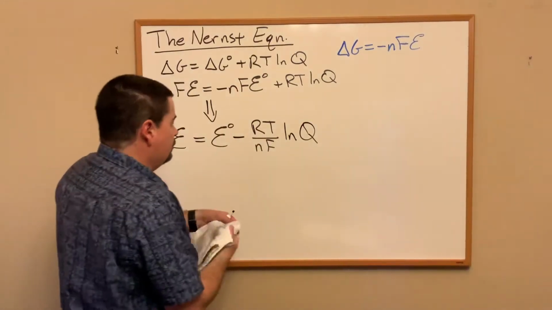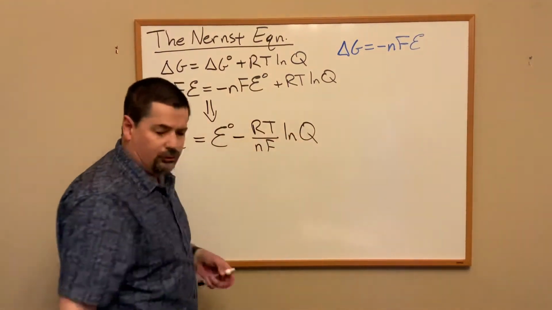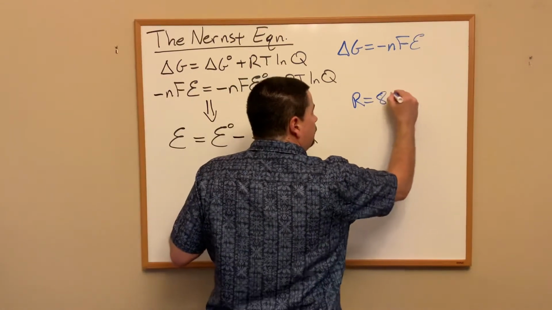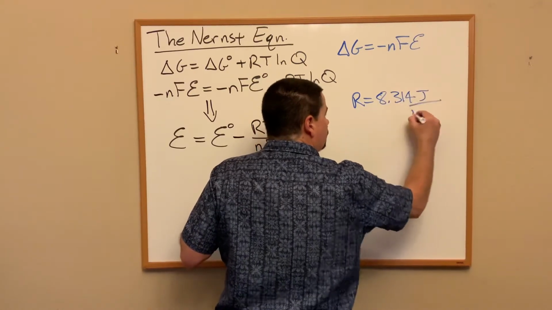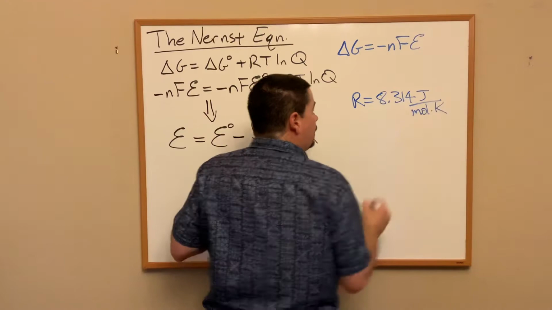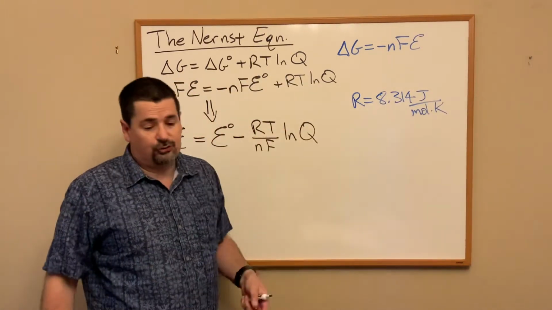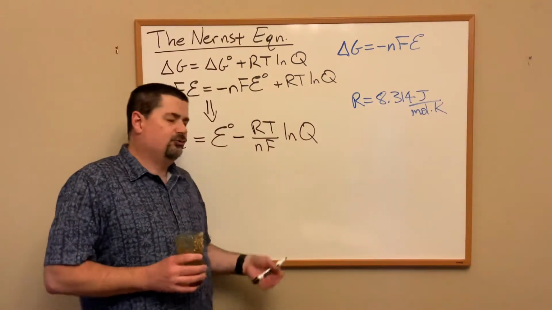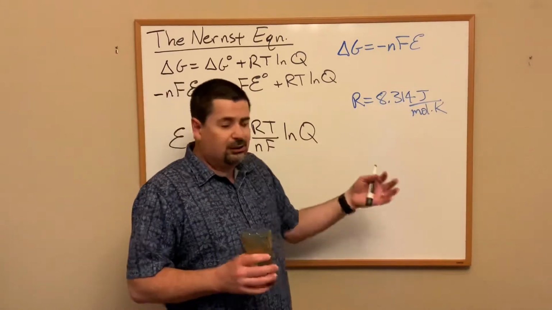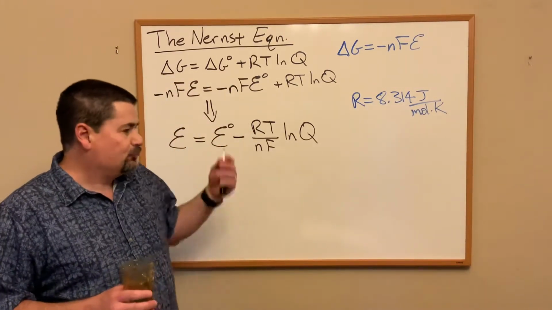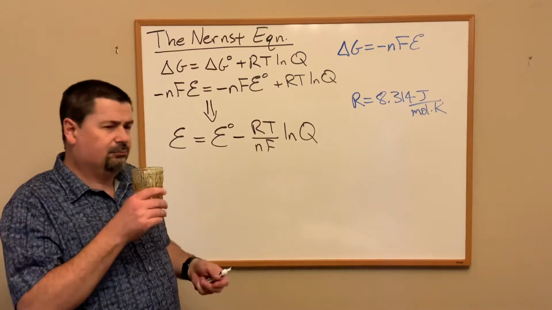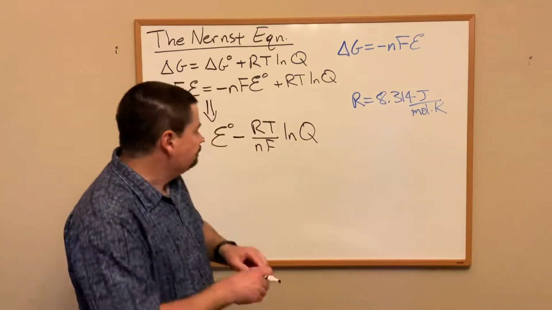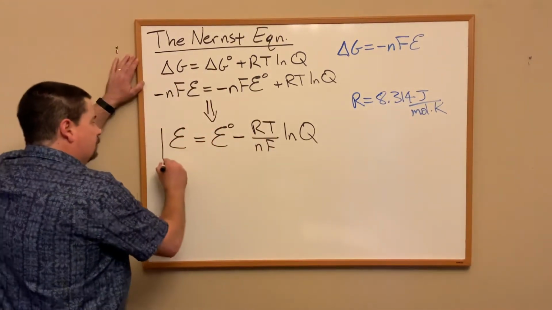Now, one important thing to remember is that R is the gas constant, but we want to use the value of 8.314 joules per mole Kelvin for our gas constant. Using the value that has units of liter atmospheres per mole Kelvin is not going to work. Apparently a joule is actually the same energy as a liter atmosphere, which is kind of weird, but maybe you can think about that for a minute. But this is our Nernst equation right here.